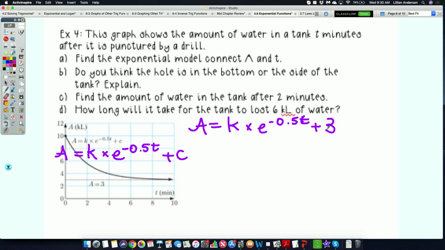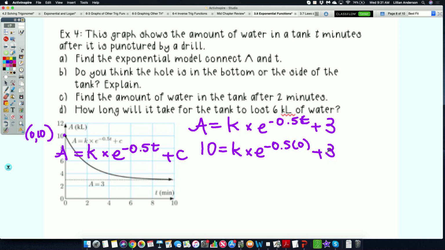Remember, how do I find any variable in an equation? I need a point. What point do we have on this graph? 0, 10. We have our y-intercept. We have our initial amount of water at the start when this hole was punctured. So we're going to plug in 10 for A and 0 for T to find the value of K.